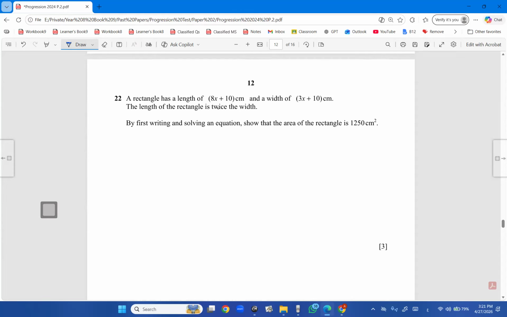A rectangle has a length of 8x plus 10 centimeters and a width of 3x plus 10 centimeters. The length of the rectangle is twice the width. So they said the length of the rectangle, which is 8x plus 10, equals twice, which is 2 multiplied by, the width, which is 3x plus 10. Now I did length is twice the width. Now we need to find what? By first writing and solving an equation. So write and solve an equation. Show that the area of the rectangle is 1,250.